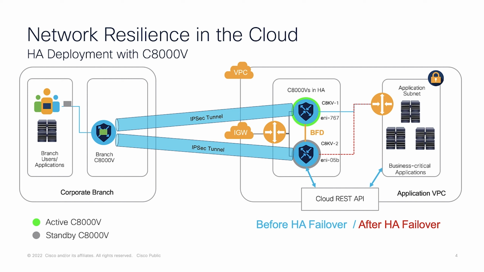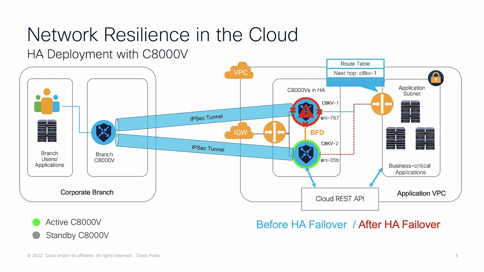Now let's say that there was an outage in the availability zone where c8KV1 is located and c8KV1 goes offline. c8KV2 will detect the failure using the BFD protocol by sending 3 packets and waiting for c8KV1 to reply. If there's no response, then the standby c8KV2 will execute the HA script and assume the role of the active router, and here in the diagram it is depicted with the green ring around it.